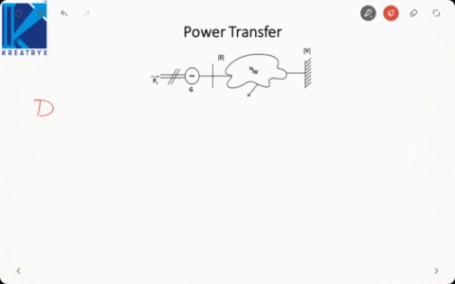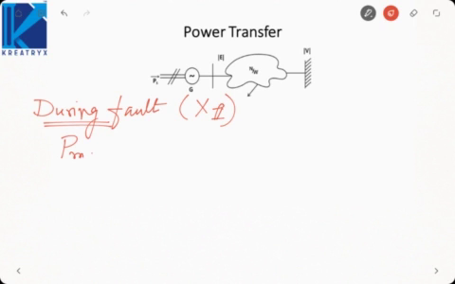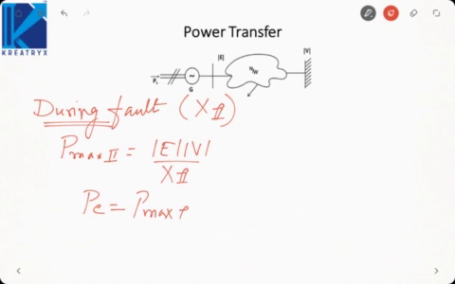Similarly, we will define the next case, that is during the fault. During fault means when the fault has occurred and still we haven't opened the circuit breaker to clear the fault. That is, the fault is still ongoing in the system. We will consider the reactance as X2. So P max 2 will be mod E mod V by X2. PE will be equal to P max 2 sine delta. Okay. 2 here represents that the system is during the fault.